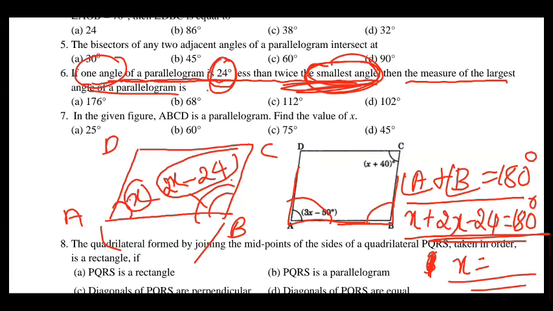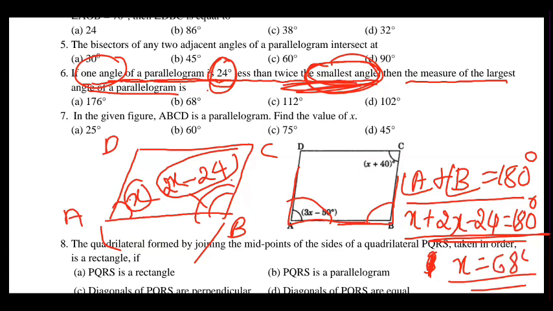So x, we have considered x as the smallest angle. And angle B is the largest angle. So x is equal to what? How are you going to find? Is it 3x minus 24 is equal to 180 degrees? 3x is equal to 180 plus 24. x is equal to 180 plus 24 divided by 3. Yes, yes, please. It's 68. Excellent. The answer is 68 degrees.